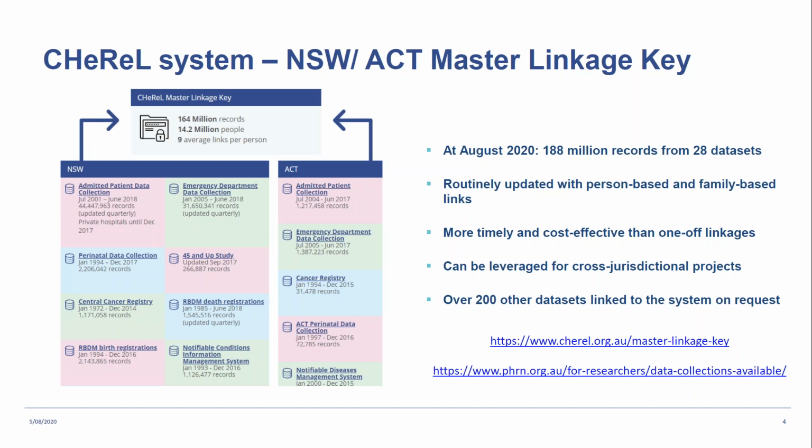And we opportunistically add new data sets to that over time. This is a much more timely and cost-effective way of approaching linkage because we link the data together in advance of it being requested for research. And that pre-linked data can be leveraged for cross-jurisdictional studies, and we can send parts of that system to the AIHW, for example, to be linked to Commonwealth data.